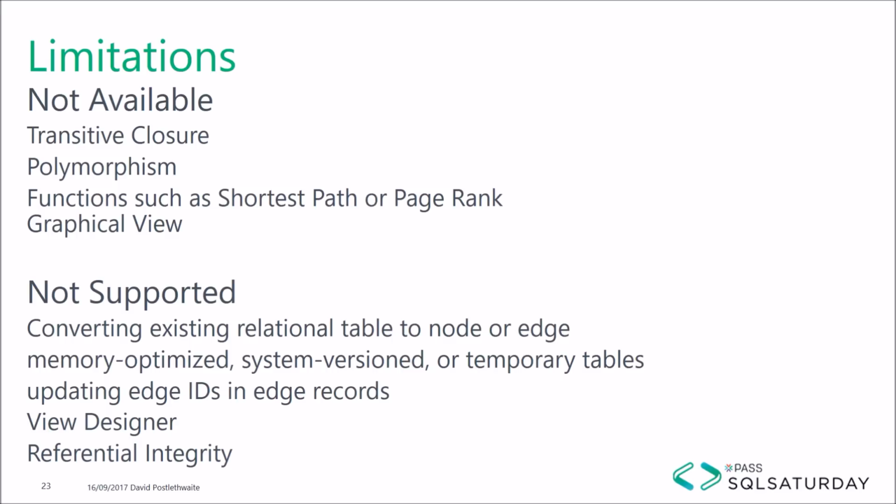Other things that are not supported: we can't convert existing relational tables to nodes or edges. We can only create nodes and edges at the moment. We can't use memory optimized, system versioned or temporary tables. We can't update the node ID in an edge record. If we need to update the node ID, we'd have to create a new record and delete the old one. The view designer doesn't support graph tables. If you put your graph tables into the Management Studio view designer, it will start trying to use relational inner join type functionality. It doesn't use the match functionality.